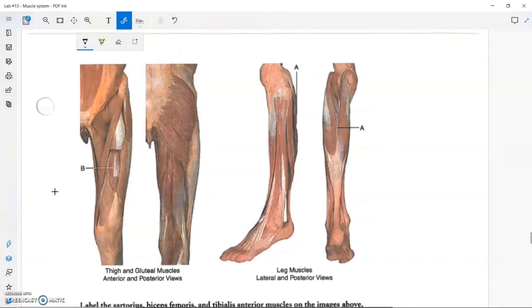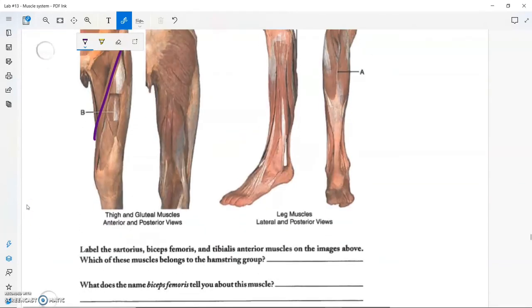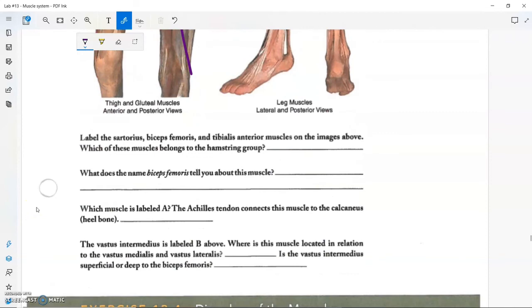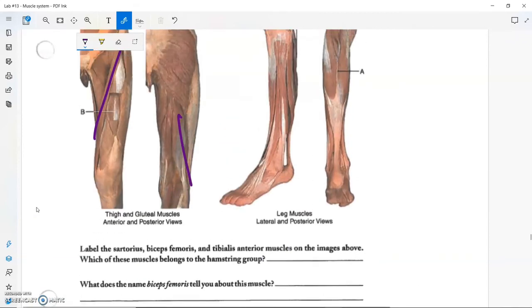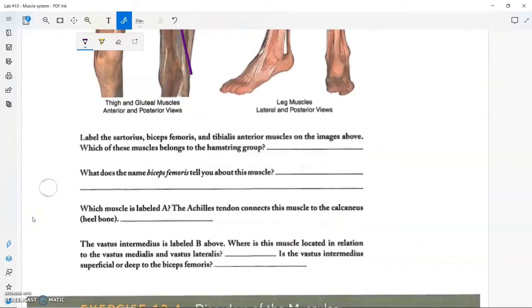Sartorius will be right here. Biceps femoris is the muscle on the posterior aspect. It's going to be the lateral muscle. And tibialis anterior will be right here. That's a fragment of tibialis anterior muscle. Biceps femoris belongs to the hamstrings. Biceps femoris tells you this is a bi-headed muscle that is located in the femoral region of the body.